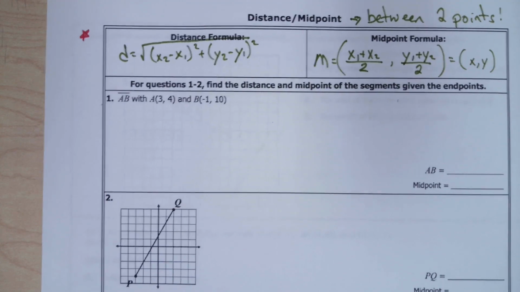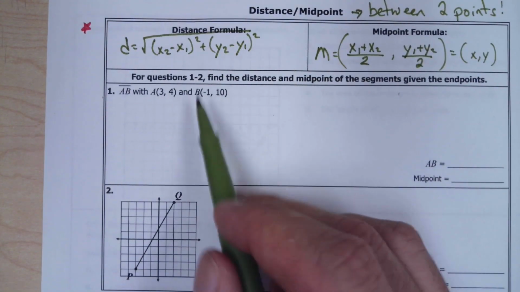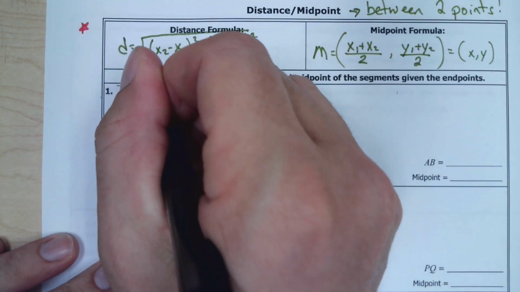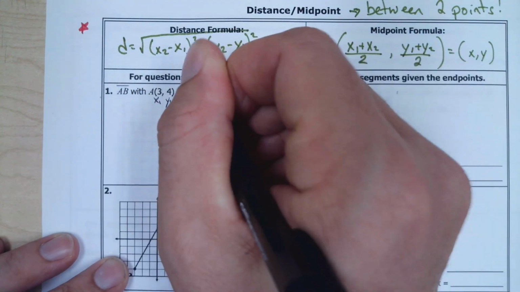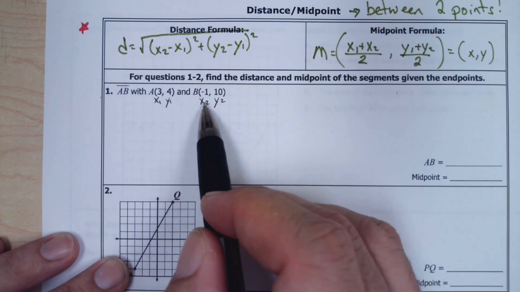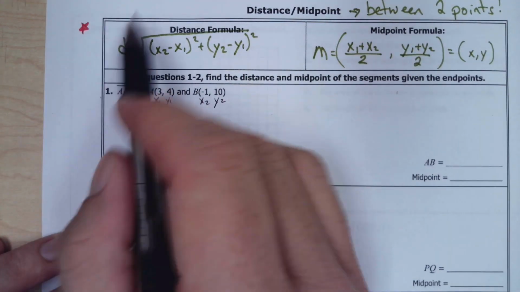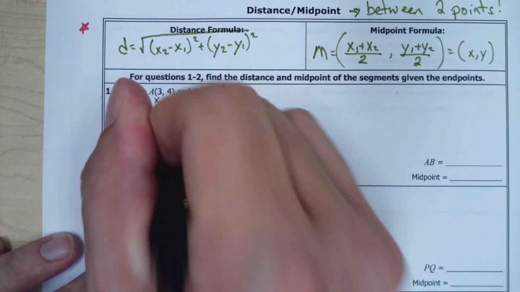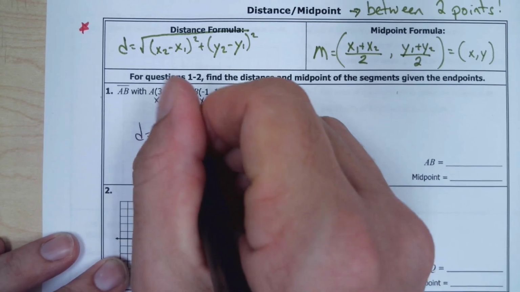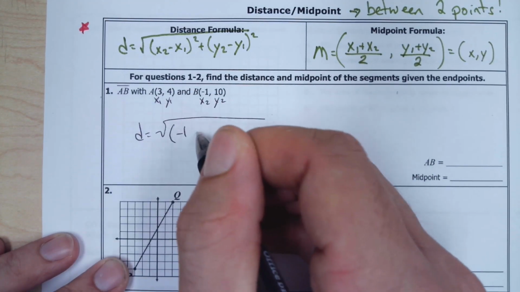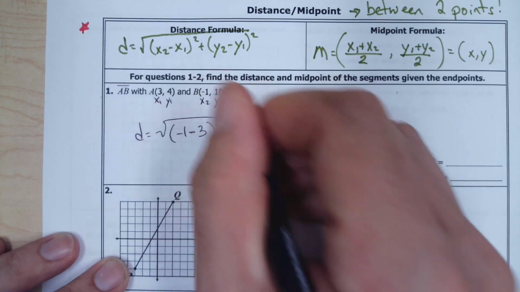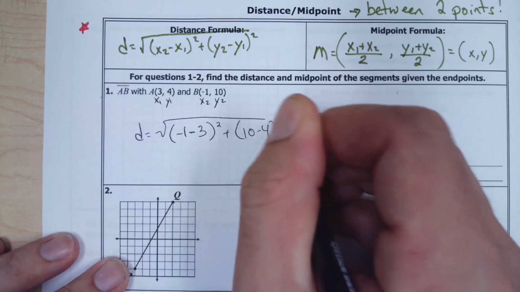Okay, so here we go. So we want to find the distance and midpoint for this one. So the first thing we need to do is say, all right, 3 is an x, so we're going to let this be the x1, 4 is a y, that's y1, x2, y2. So our first x, first y, second x, second y. All right, so I'm going to do distance first. So distance is equal to the square root of x2, which is -1, minus 3 squared plus 10 minus 4 squared.